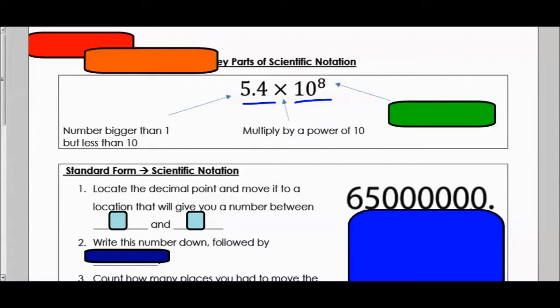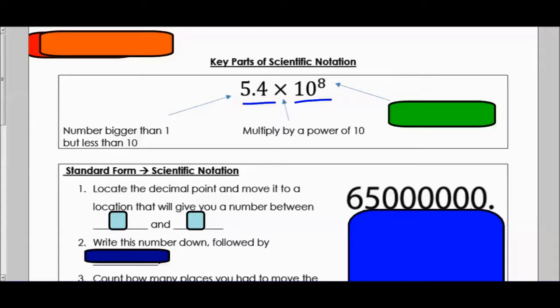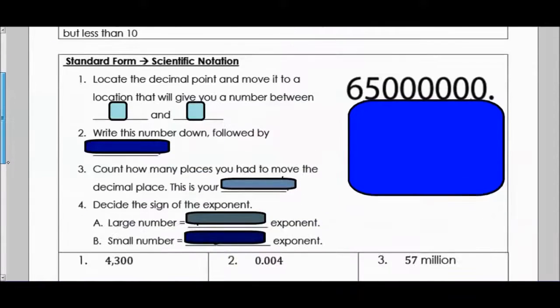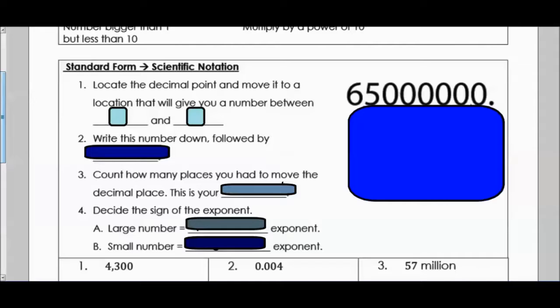It's always a multiplication problem between that number between 1 and 10 and a power of 10. And the exponent can be positive or negative depending on whether we have a really big or a really small number. So in this example, we have a really big number that is 65 million. We want to locate the decimal place and move it so that now the number is between 1 and 10. So instead of being at the end, it has to jump in between the first 2 numbers. It's always going to be right after the first digit. So it's right after that 6. This is going to be the number 6.5 times 10 to some exponent.